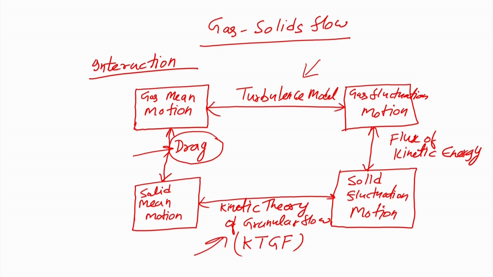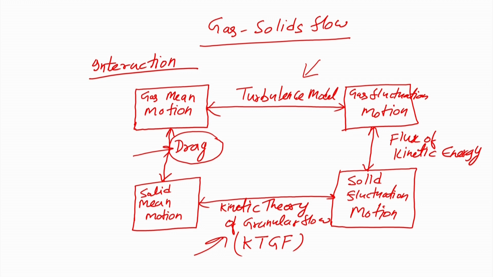We are mainly focused on the drag and kinetic theory of granular flow, and this all together is called the closure problem. So, if you know all this, you will be able to close the problem and solve everything. You will be able to see how the gas mean motion is interacting with the gas fluctuating motion, how the gas mean motion is interacting with the solid mean motion, how the solid mean motion is interacting with the solid fluctuating motion, and how the solid fluctuating motion is interacting with the gas fluctuating motion. Everything you can solve if you have all these four models which are valid, which are applicable to your application.